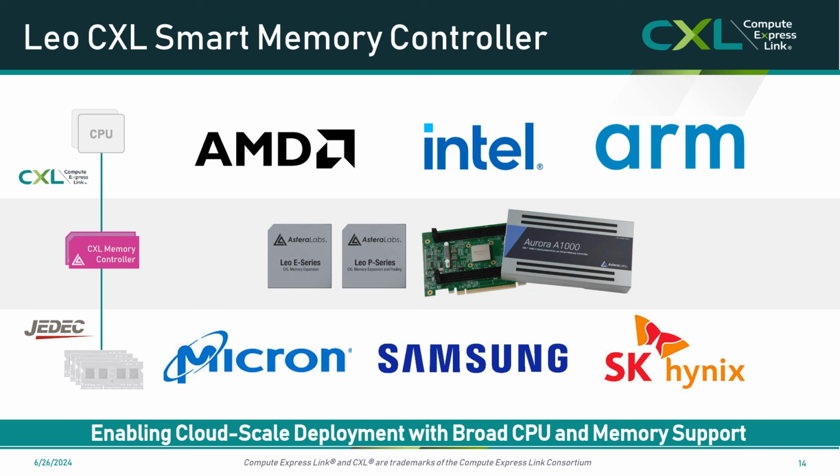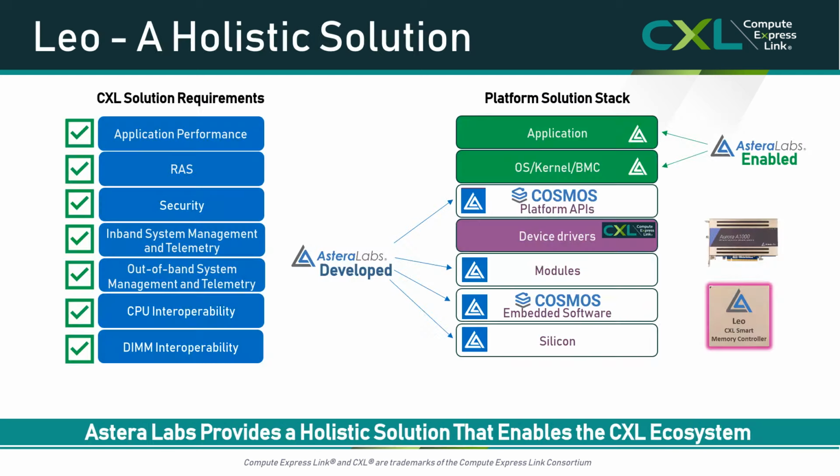The Aurora A1000 add-in card provides a vehicle for seamless evaluation and deployment of CXL memory expansion and pooling that has gone through extensive CPU and memory interoperability and performance testing with different vendors within the CXL ecosystem, improving resource utilization, scalability, and reducing total cost of ownership. So the Leo CXL Smart Memory Controller future-proofs data centers, preparing them for the next generation of memory-intensive applications, including AI and in-memory databases, analytics, and others that were shown earlier by Oren.